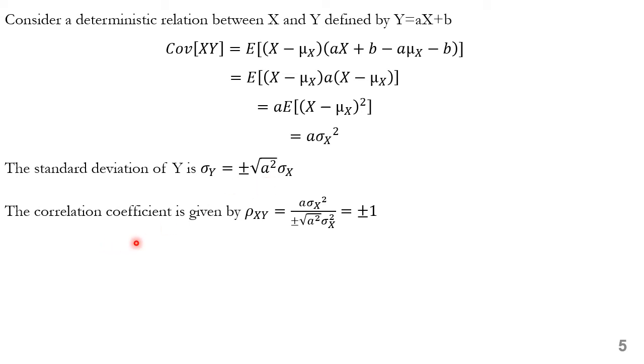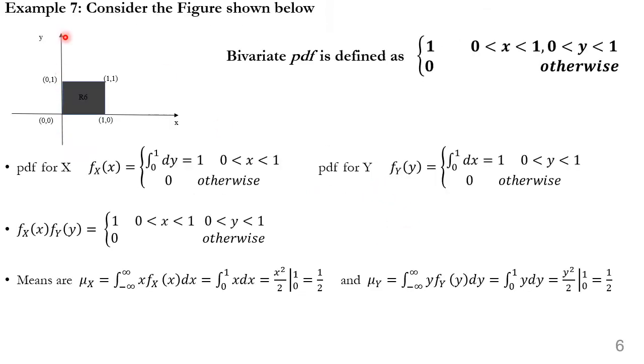The correlation coefficient is given by rho xy, the covariance of xy, that is a into sigma x square, divided by sigma x into sigma y, where sigma y is given by plus or minus root a square into sigma x. So therefore you have this in the denominator, plus or minus root a square sigma x square. It will get cancelled out, so we get the answer as plus or minus 1. We consider the figure shown here.